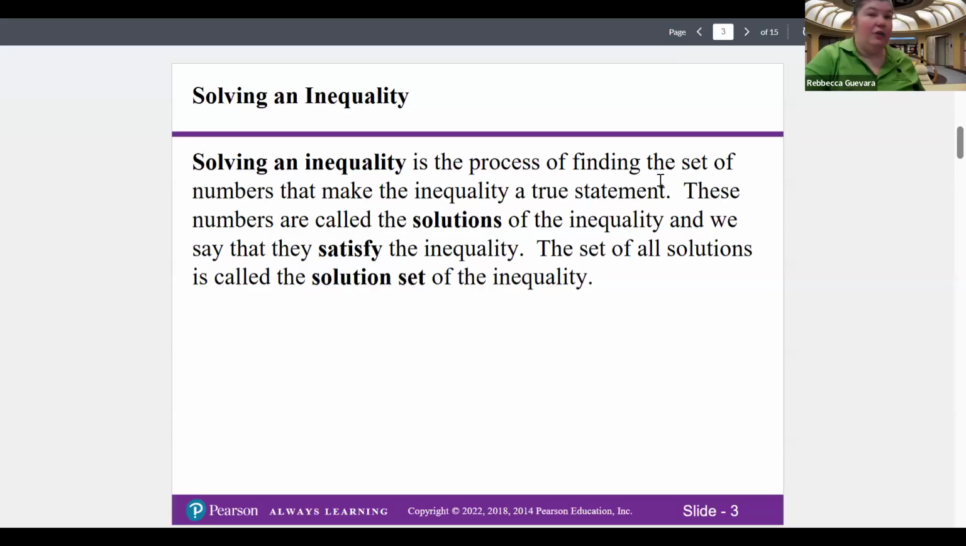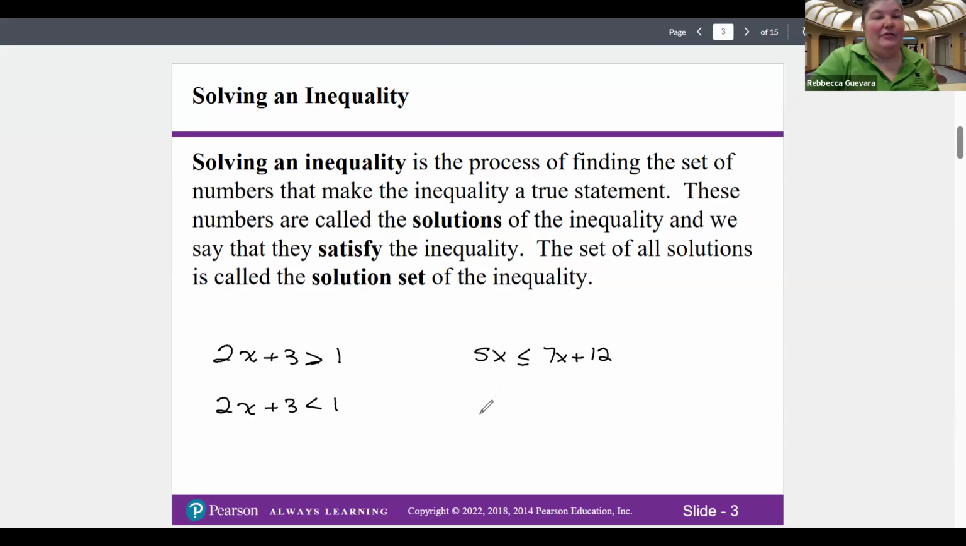An inequality, in case you don't remember, kind of looks like an equation, except the difference is that we have an inequality sign. So you can have 2x plus 3 is greater than 1, or 2x plus 3 is less than 1. You can have 5x is less than or equal to 7x plus 12, or 7x minus 3 is greater than or equal to 0. So anything that has a greater than, a less than, a less than or equal to, or a greater than or equal to is going to be an inequality.